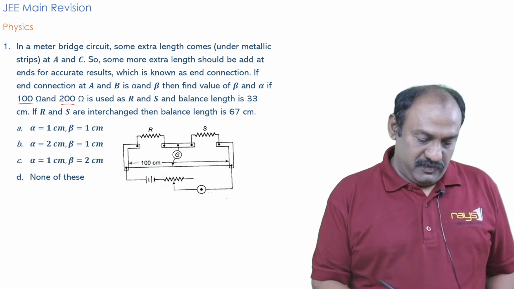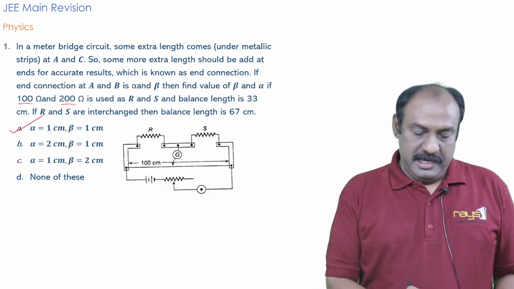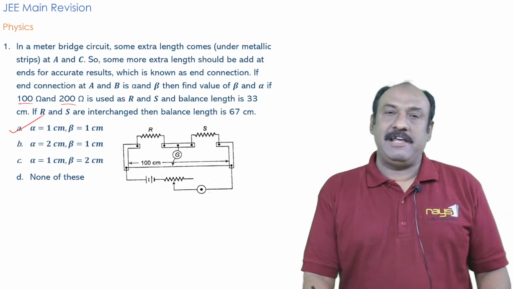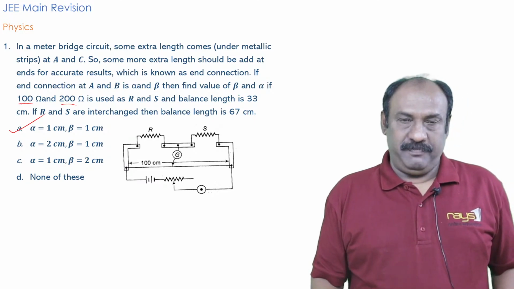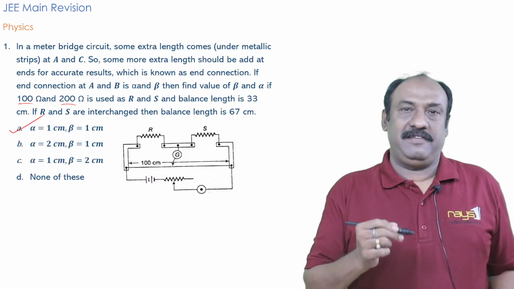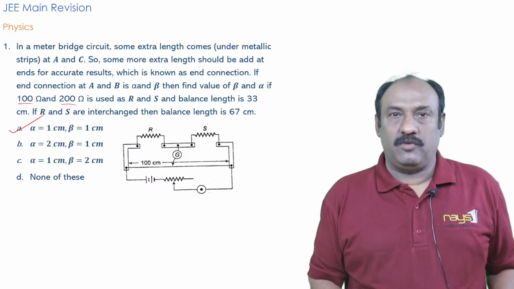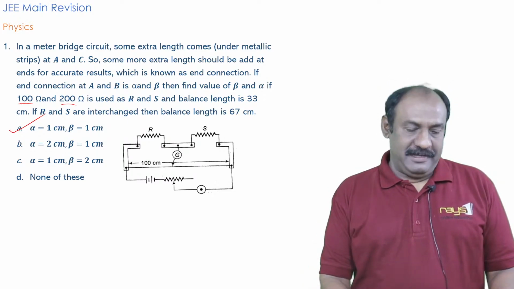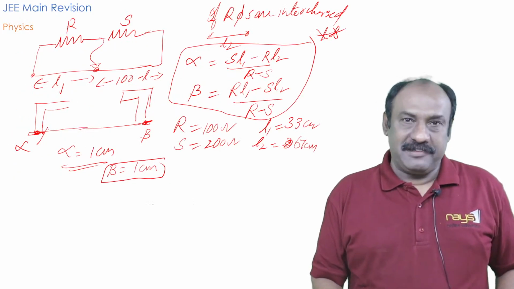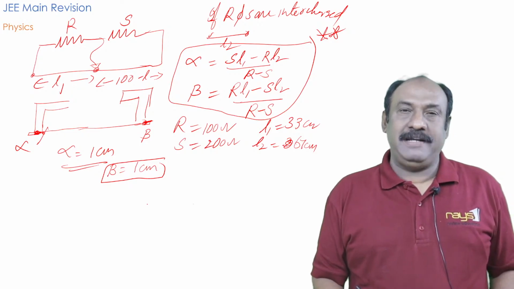For question number 1, the answer is A. A equal to 1 centimeter, that is alpha equal to 1 centimeter. Beta is also 1 centimeter. So here a lot of mathematical calculation is there in deriving those two formulas. For that reason, I have directly written the shortcut formulas for end correction of the meter bridge experiment.